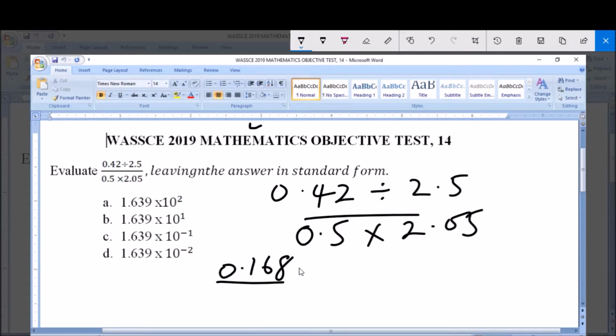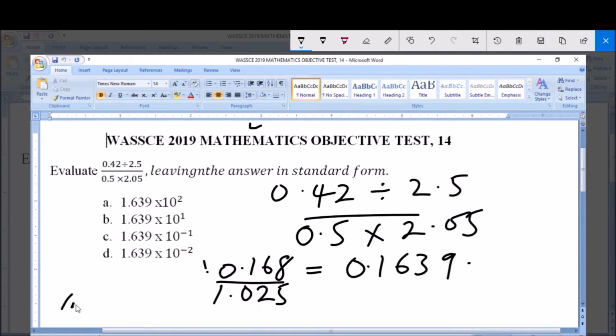Now 0.5 multiplied by 2.05 gives us 1.025. Now 0.168 divided by 1.025 gives you 0.1639. Now the question is saying we should leave our answer in standard form.